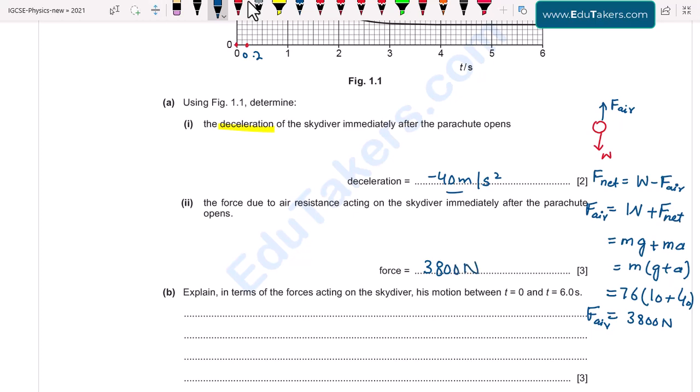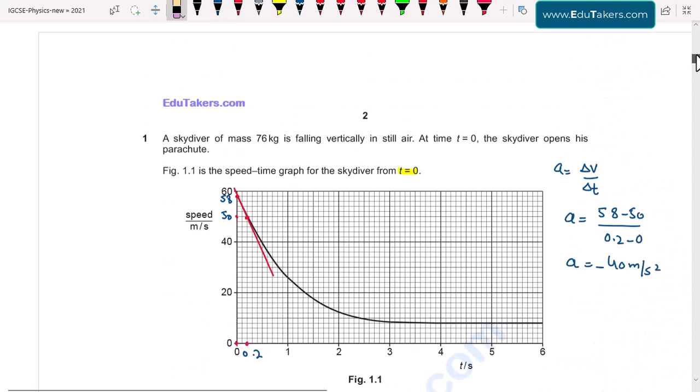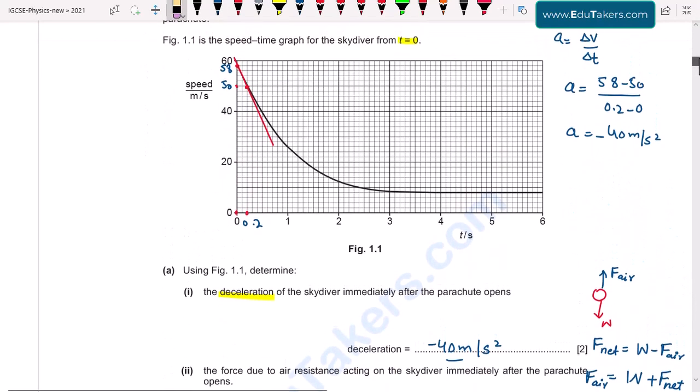In Part B, explain in terms of forces acting on the skydiver his motion between t equal to 0 and t equal to 6.0 seconds. So we have to explain the forces acting on the skydiver in his journey. Going back to the graph, here we can see that from the starting point to that point, the speed is changing, but after that point, the speed is constant, it does not change.